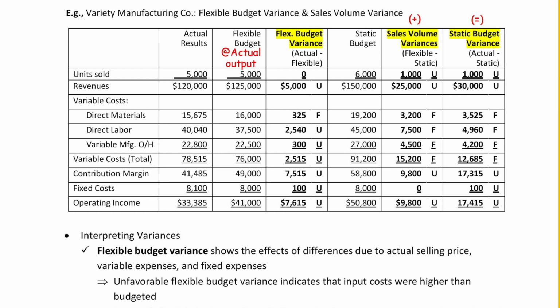Now looking at the dollar numbers, we have a flexible budget variance of $7,615 unfavorable. We've got a sales volume variance of $9,800 unfavorable. Now we're going to add both of these together. So put a plus sign before $9,800, and that gives us, equal to, $17,415 unfavorable static budget variance. So as you can see, flexible budget variance plus sales volume variance in total is the static budget variance.